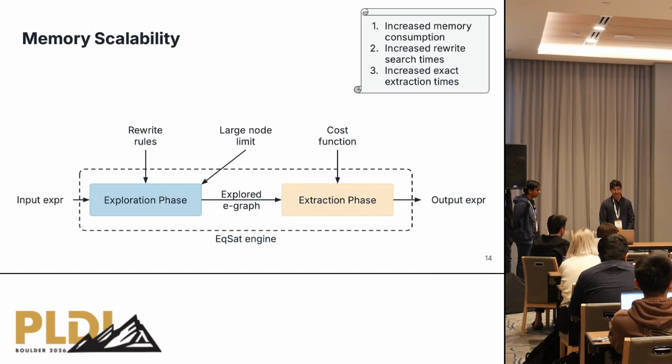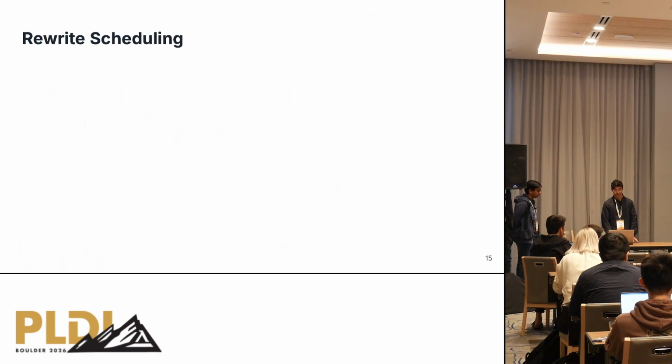So therefore, using a high node limit comes with several drawbacks affecting the practicality of equality saturation. But we've also seen that applications kind of need to use high node limits to get good results. And so thus, application designers have to make a choice between practicality and getting good results. The solutions to this memory scalability problem kind of center around rewrite scheduling.